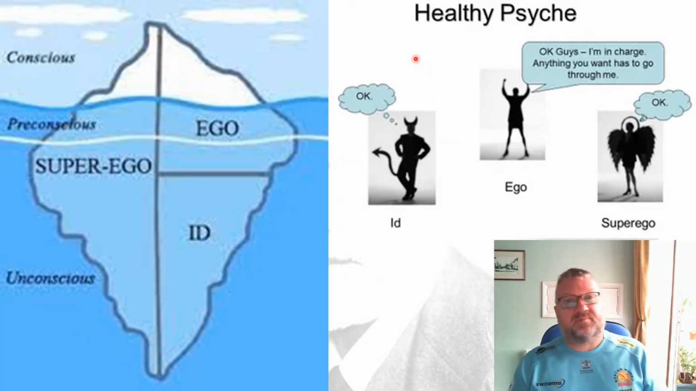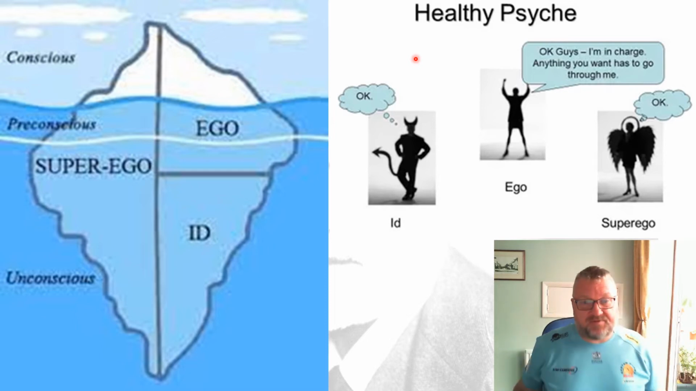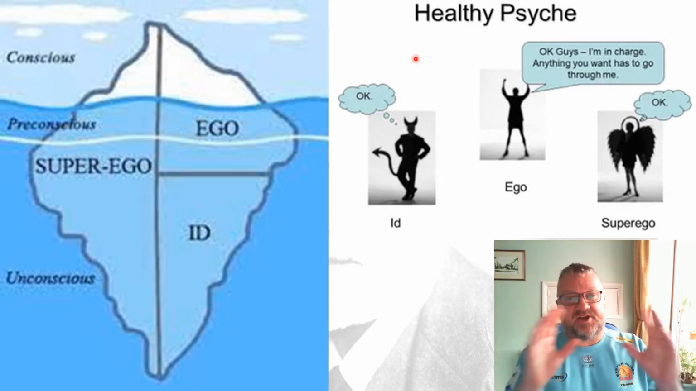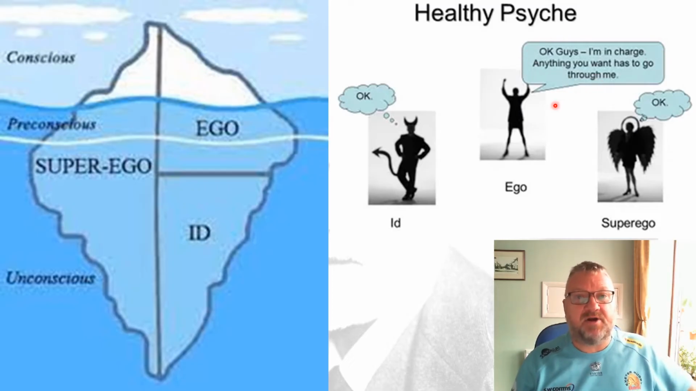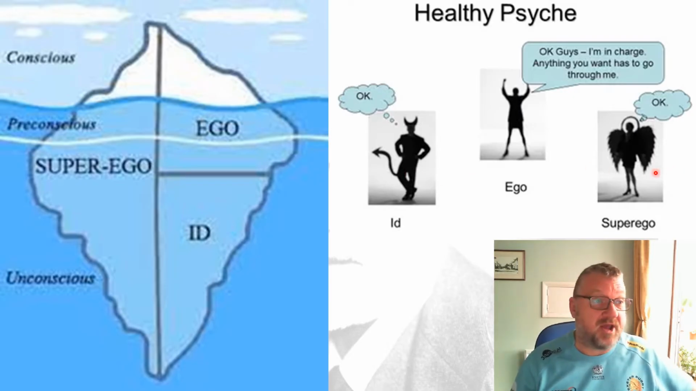So, if you've got a healthy psyche, it's going to look something like this. You've got the ego saying, okay guys, I'm in charge, anything you want has to go through me, and your id's going, oh, okay, and your superego is going, okay.